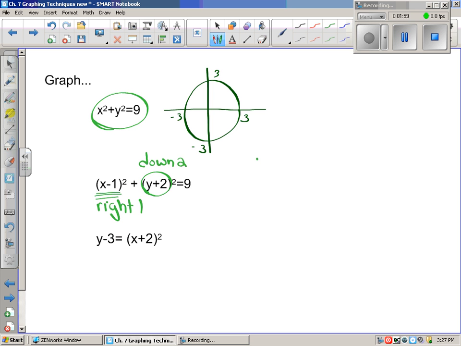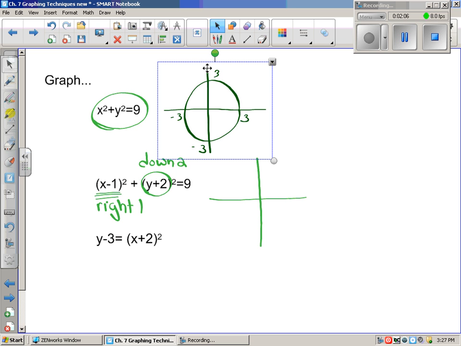So the same exact circle that you see up here with the center at 0, 0 and the radius of 3 is the same thing here, except the center is no longer at 0, 0, but at 1, negative 2. And that would be where the center of the circle would be. The radius is still 3.